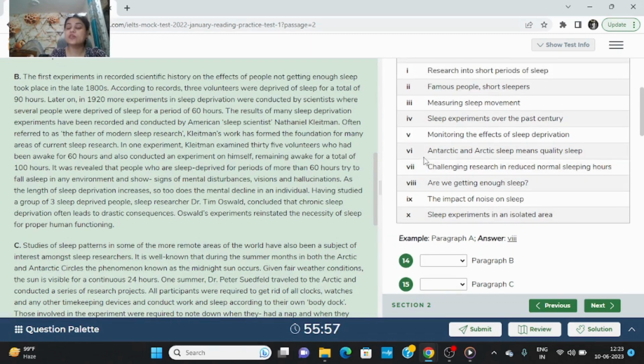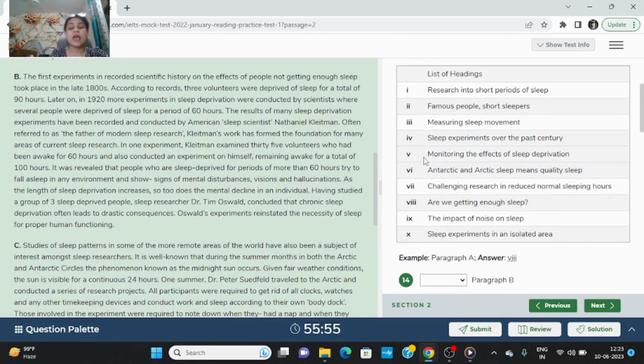Now I will come to the heading part and I will eliminate the options. Research into short periods of sleep. So now you have to see, are they talking anything about short periods of sleep? No. So you will put a cross over here. Second, famous people short sleepers. Are they talking anything about famous people short sleepers? No, so I will be putting a cross over here.